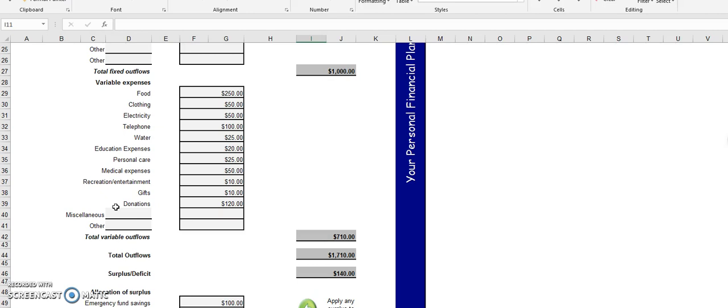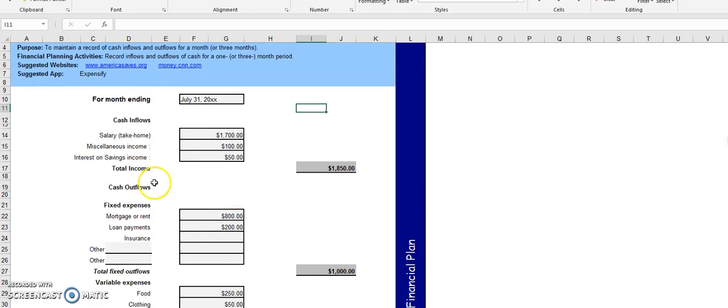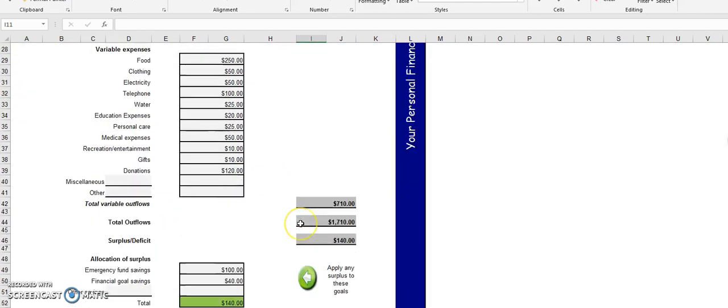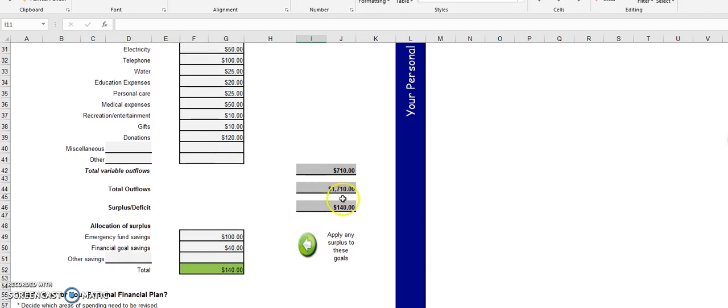So total, fixed plus variable, my total expenses for the month of July: $1,710. So if I look back up at my income, $1,850, and I subtract my expenses, $1,710, I actually had a surplus. I had more income than expenses, which is a good thing, of $140. So the next thing I have to decide is, what am I going to do with $140?